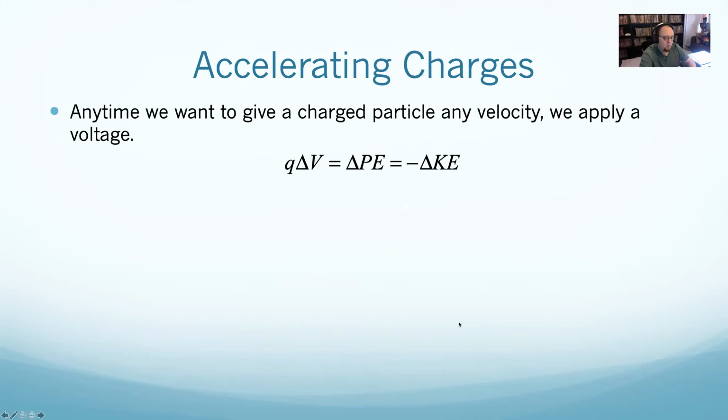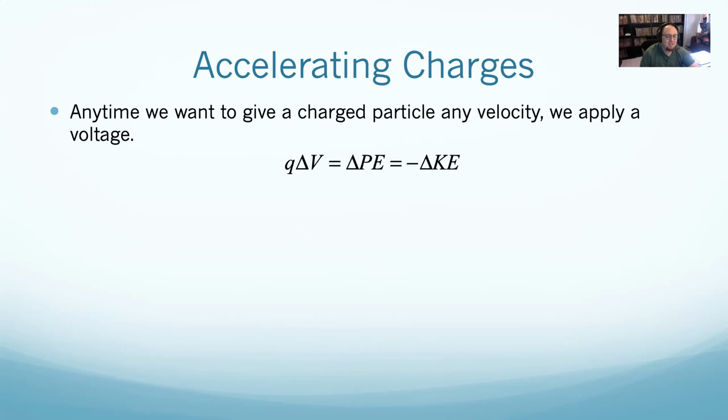And this is how we accelerate charges. If you want to make a charged particle move, we normally don't talk about putting it in an electric field. An electric field is what causes a potential difference. But anytime you want to give a charged particle some velocity, we talk about applying a voltage, putting it in an electrical potential difference. By applying a voltage, we can give it an equivalent change in kinetic energy.